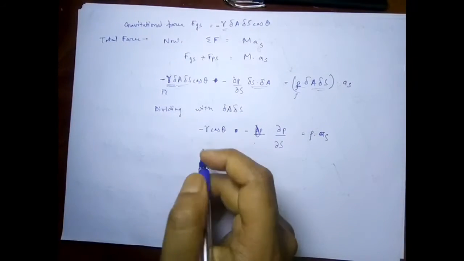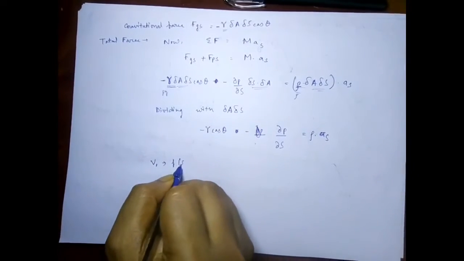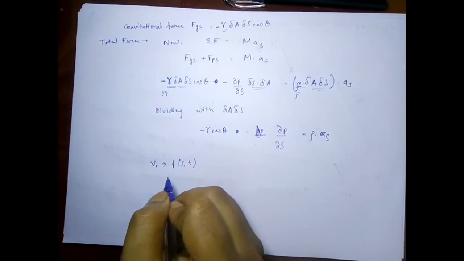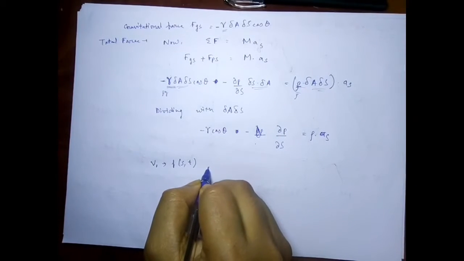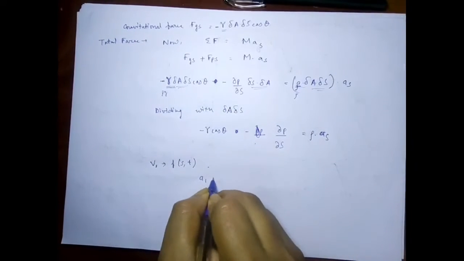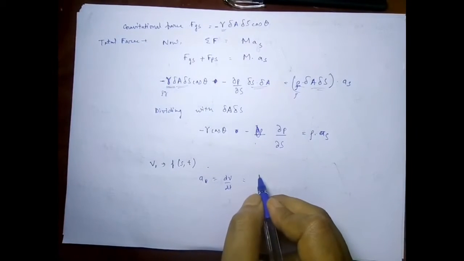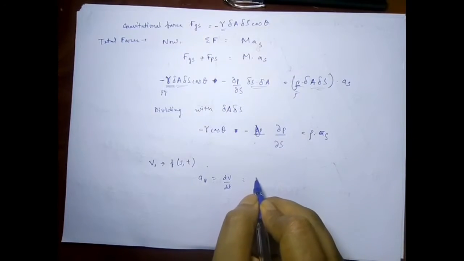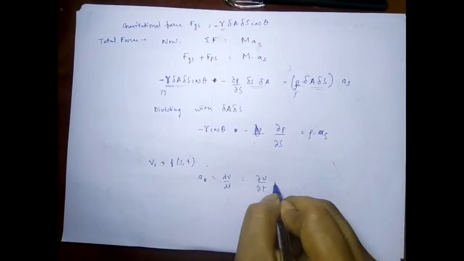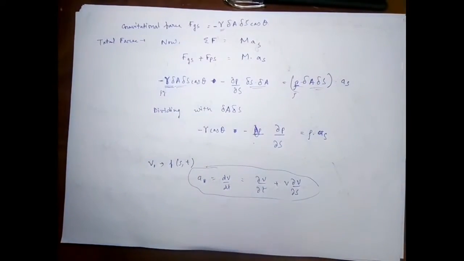And now, velocity is a function of space and time, and acceleration, as you know, is equal to dv upon dt, and that is equal to del v upon del t plus v del v upon del s. We can write the acceleration in this form if we are considering it as a function of space and time.